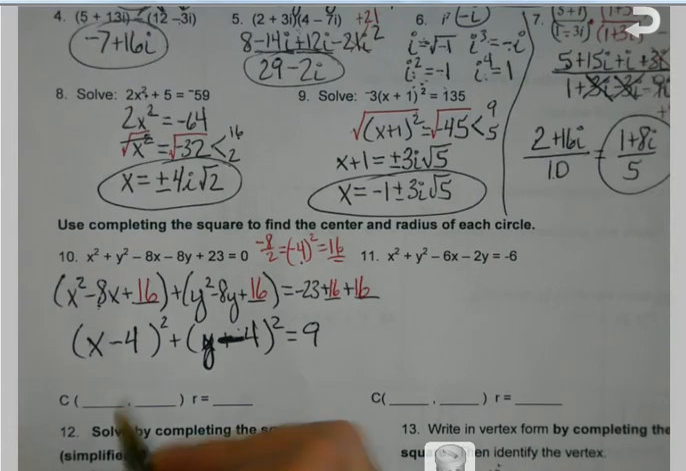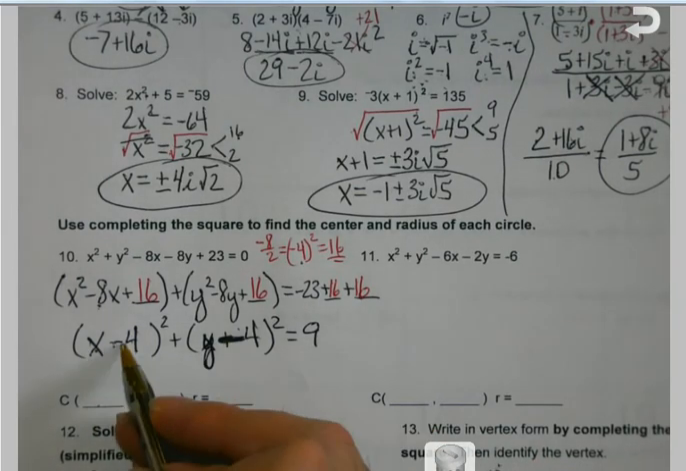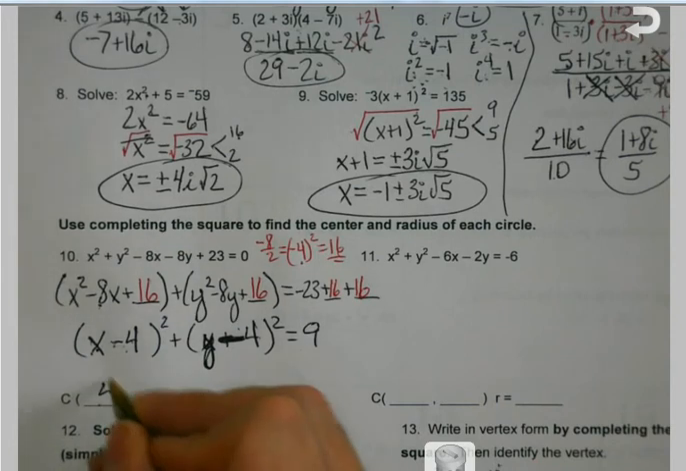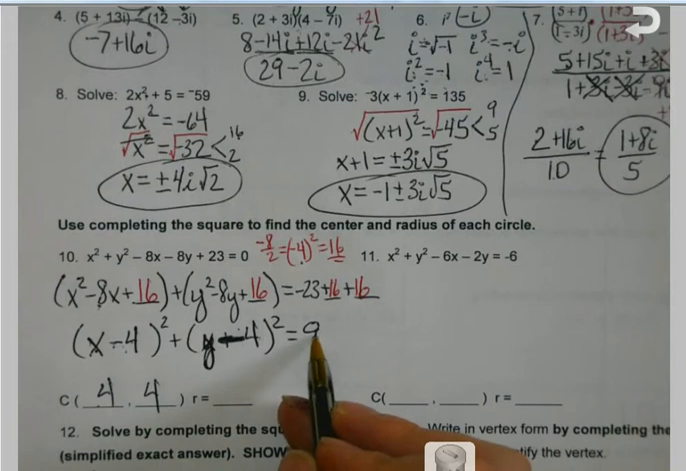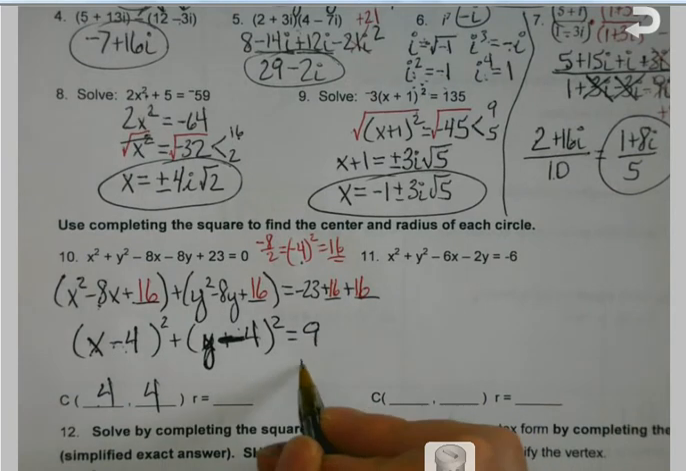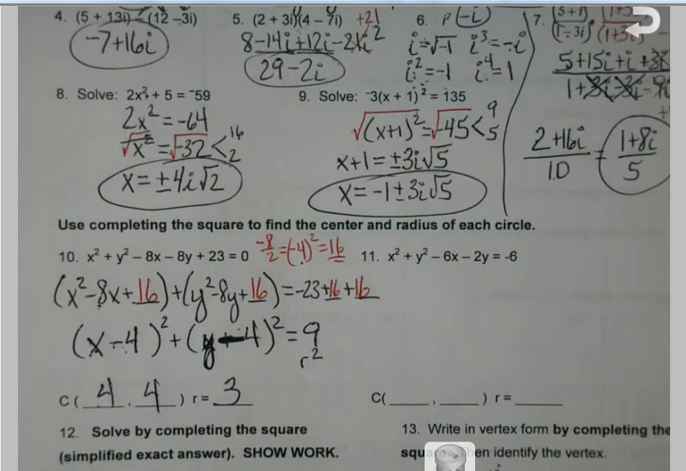But then again, when I'm finding my center, it's x minus h, y minus k. So it's the opposite of each of those. So my center is going to be at 4, 4. And my radius is just going to be the square root of this, because again, this is r squared. So the square root of 9 is going to be 3, and we're good.